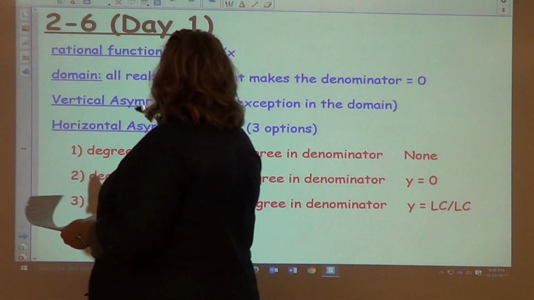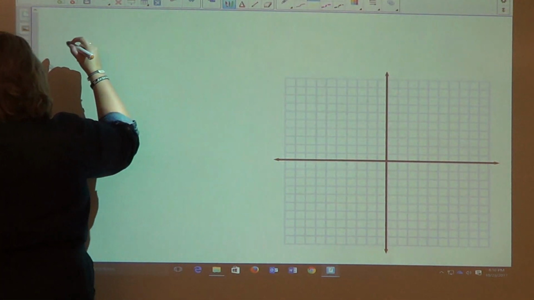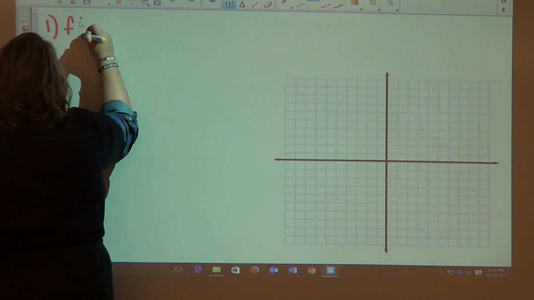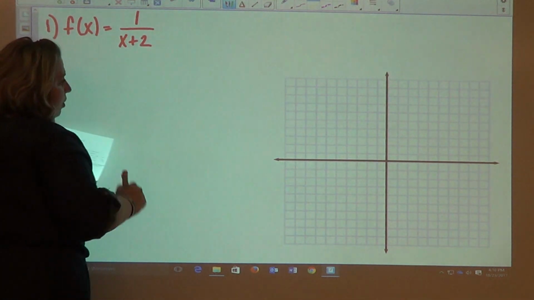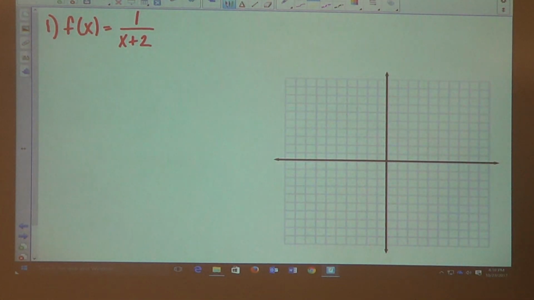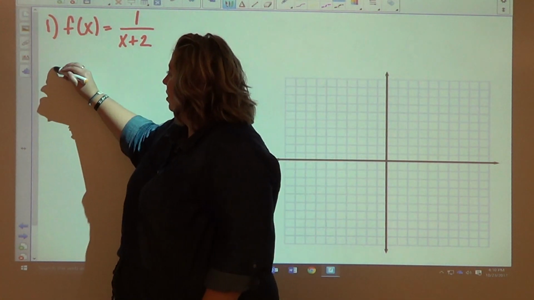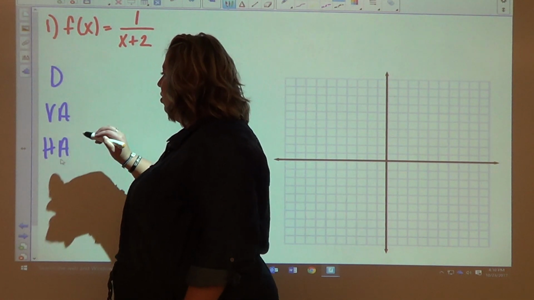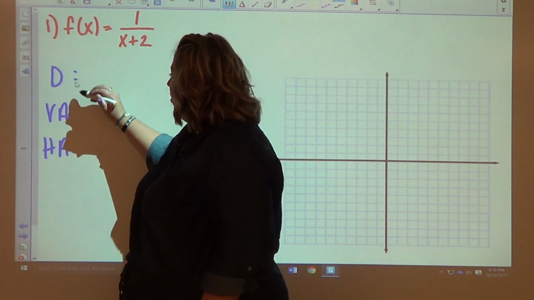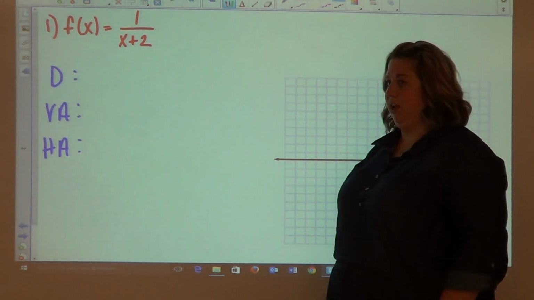Okay, so we're going to do 3 examples. Now your book is going to ask you for more parts than I'm going to ask you for. What I'm going to ask for is the domain, your vertical asymptote, and your horizontal asymptote. I'm going to label them. Domain will be D, vertical asymptote will be VA, and horizontal will be HA. If you want to write out all the words, be my guest.